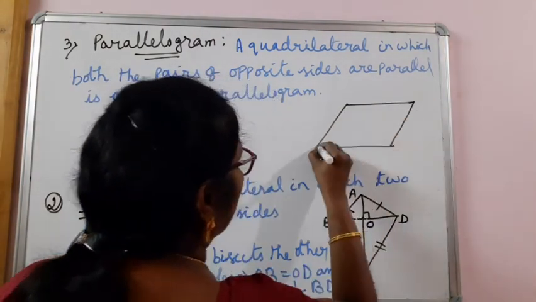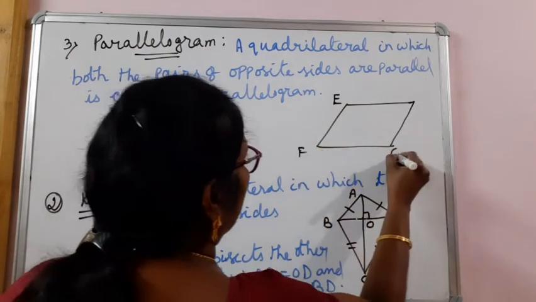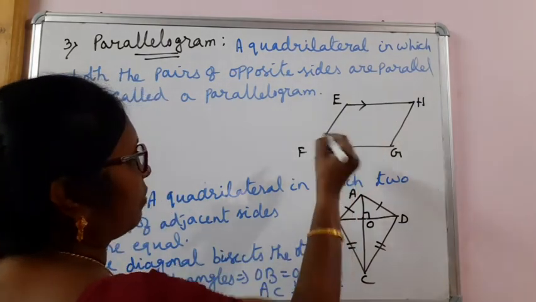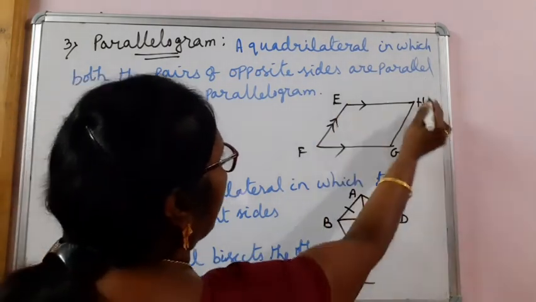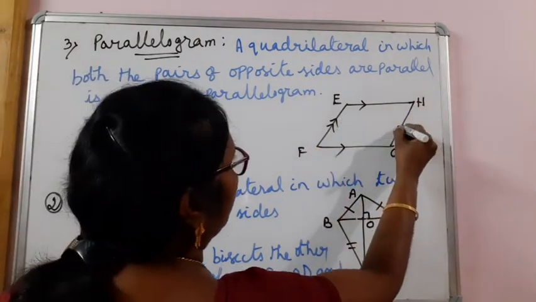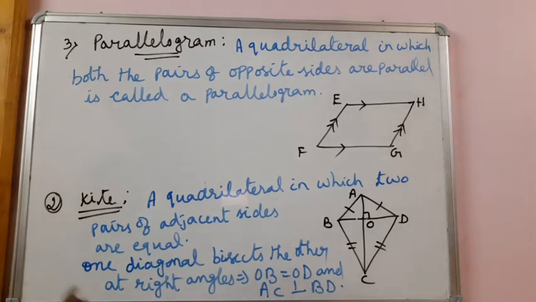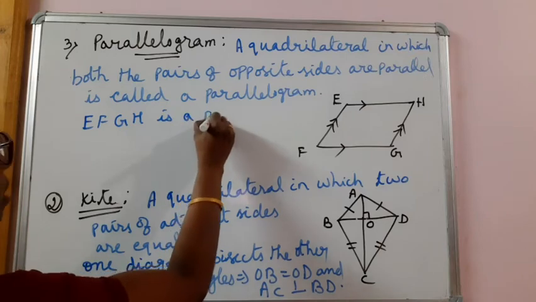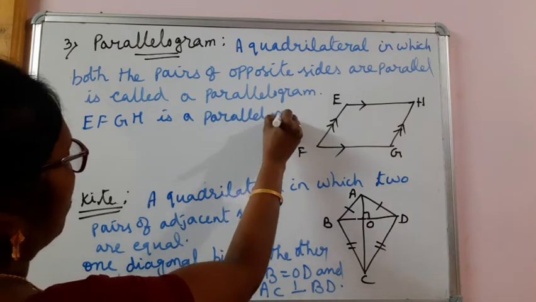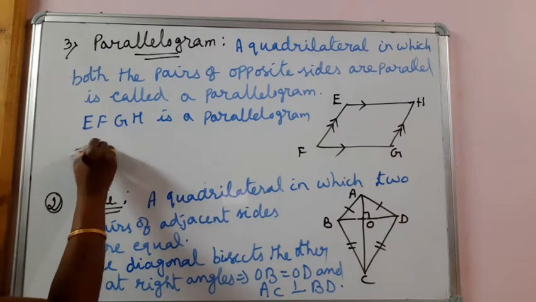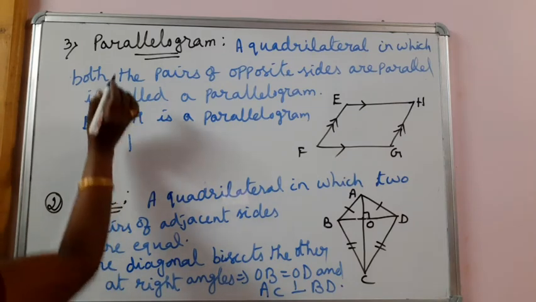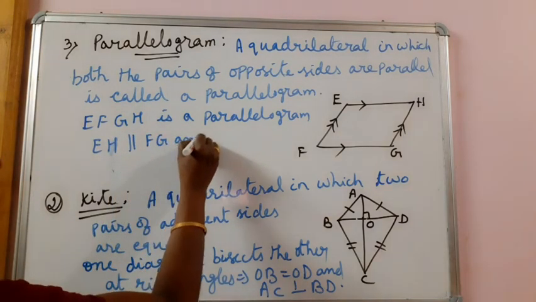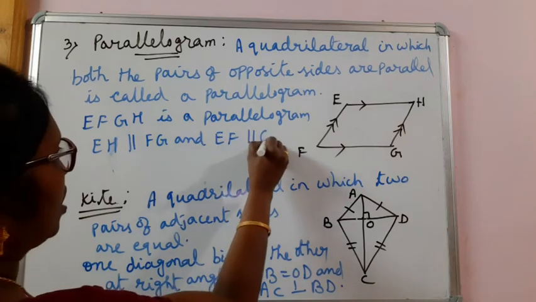Let me name it as EFGH. EFGH is a parallelogram because EH is parallel to FG and EF is parallel to GH. Okay? EFGH is a parallelogram because here EH is parallel to FG and EF is parallel to GH.